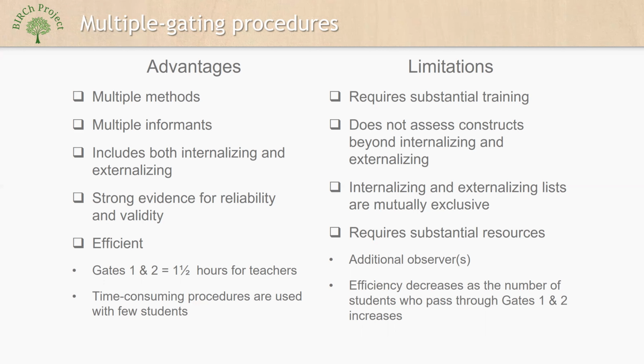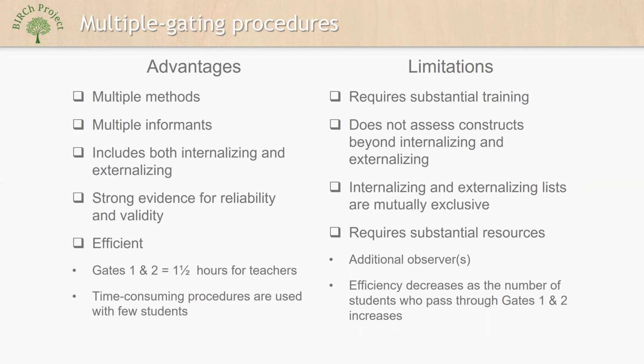Multiple gating procedures can be efficient. Now, even though this overall process takes a lot of time and resources, from the teacher perspective, if you think about the screening procedures involved, the teacher at the first stage is just nominating students based on descriptions of what constitutes internalizing and externalizing behavior. In the second phase, the teacher is only filling out these two measures, the critical events index and the combined frequency index rating scale, for a small number of students in the class. Typically, only 6 students are rated by the teacher on these two measures.